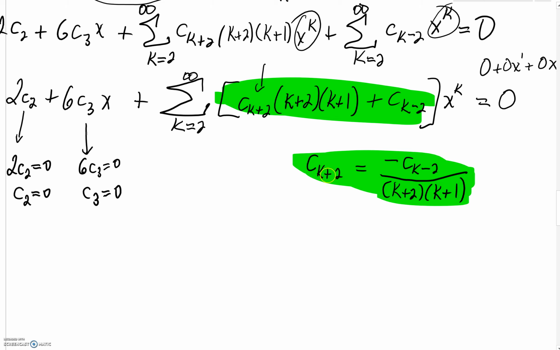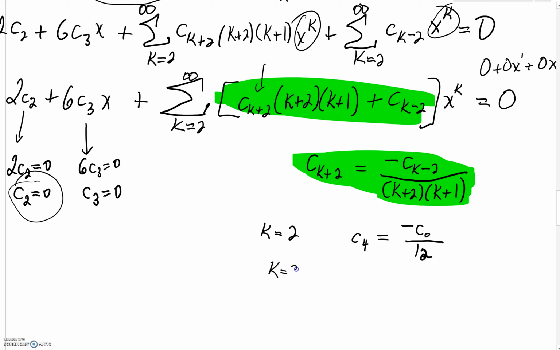If I plugged in k equals 0, by the way, I already know what c sub 2 is. If I plugged in k equals 1, I already know what c sub 3 is. So instead, I'm going to plug in k equals 2. And that means that 2 plus 2, I'll have c sub 4. And 2 minus 2 is a 0, so I'd have negative c sub 0. And down below, 2 plus 2 is a 4, 2 plus 1 is 3, 4 times 3, you'd get a 12. So we do have a non-zero coefficient here.